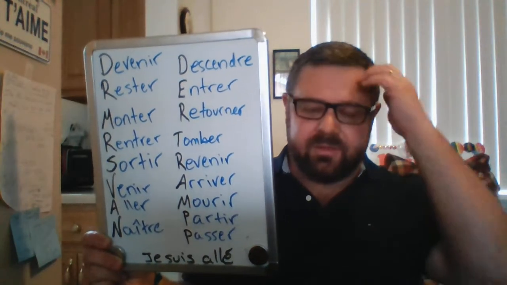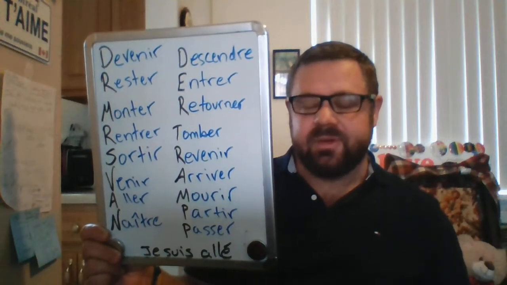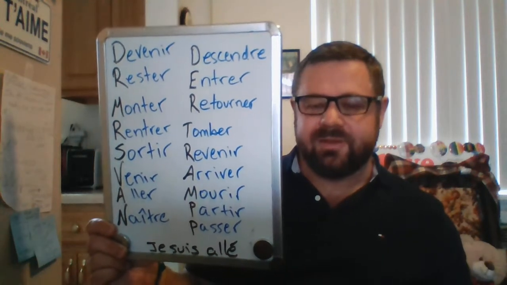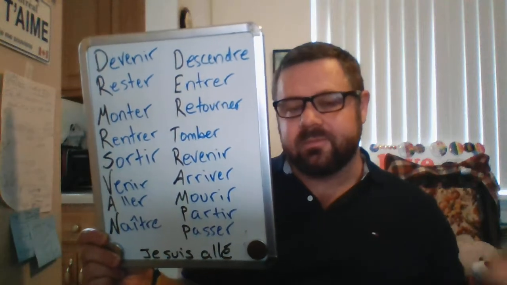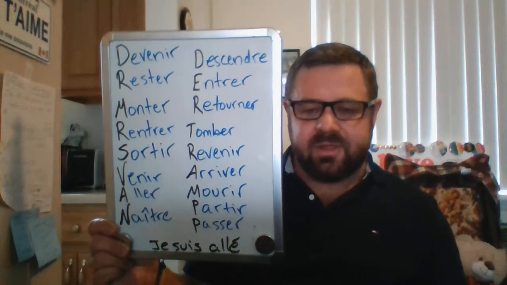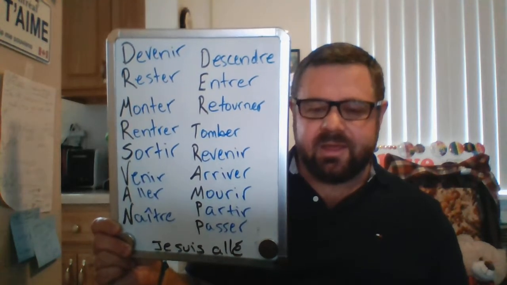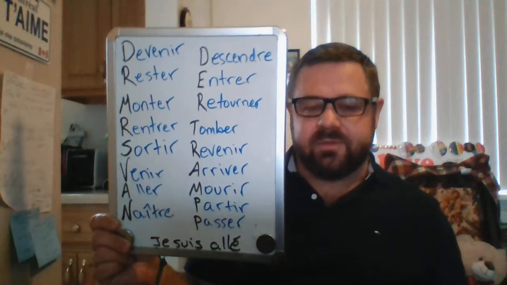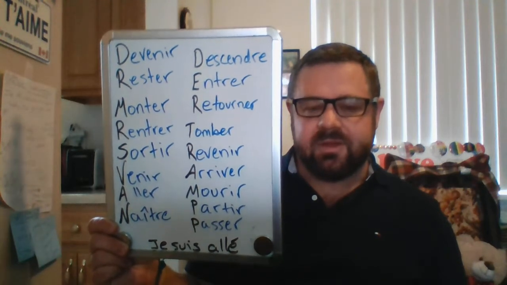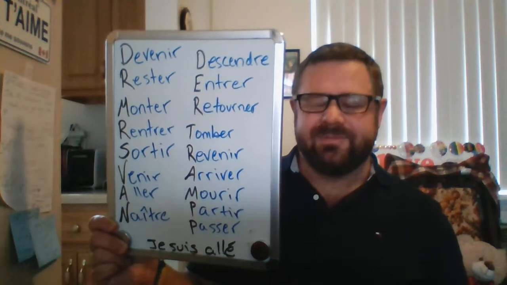You see this pattern, by the way, a lot in Italian and in German, not in Spanish, but in some of the other major European languages. Verbs of coming and going, verbs of movement. If you look at all these, devenir, rester, monter, rentrer, sortir, venir, aller, naître. These are all verbs of coming and going, usually of movement. We call them non-transitive verbs. Not that you need to worry about that term right now if you don't want to.